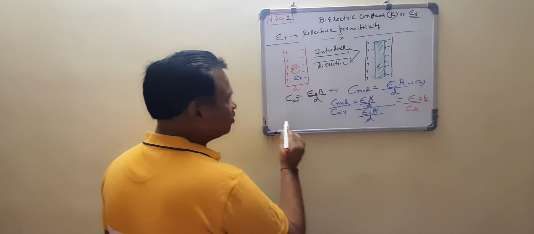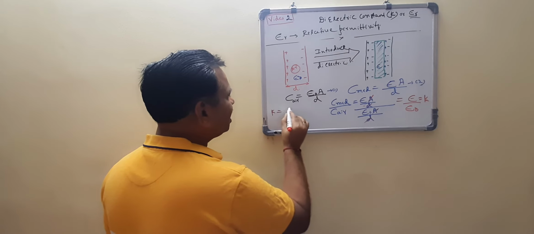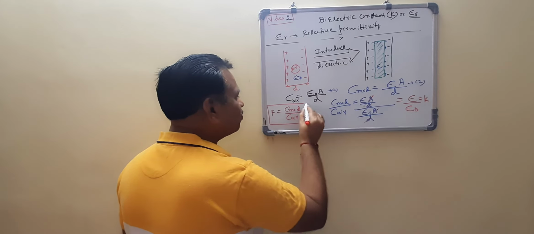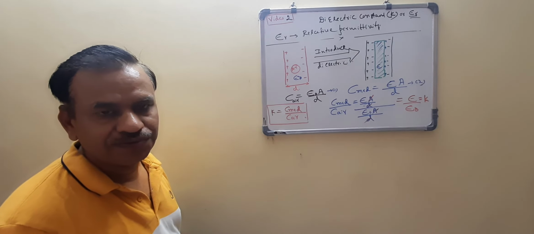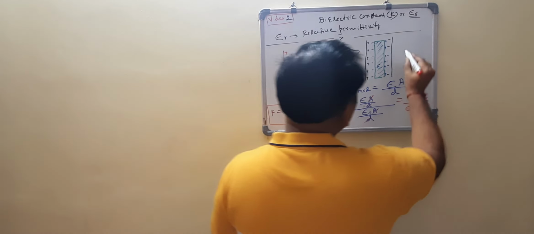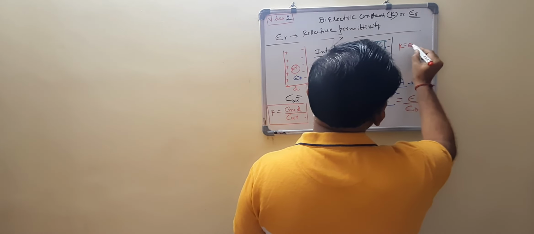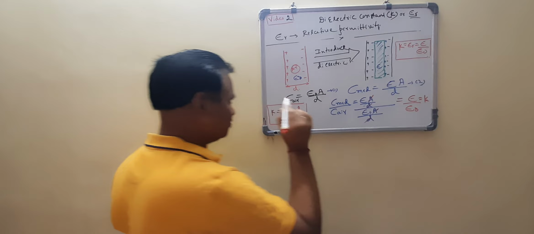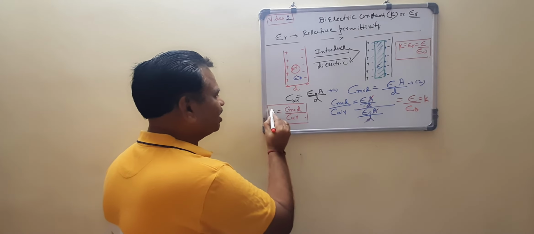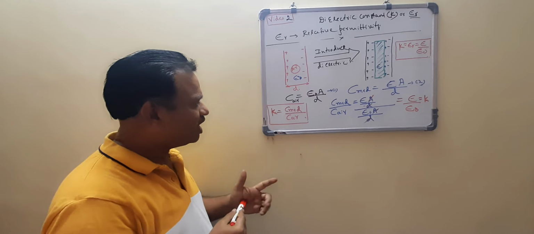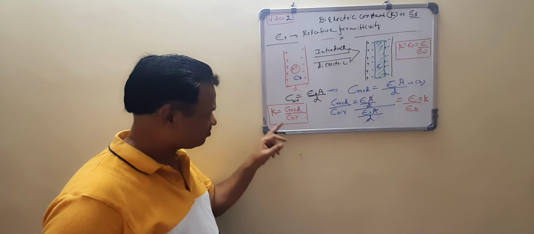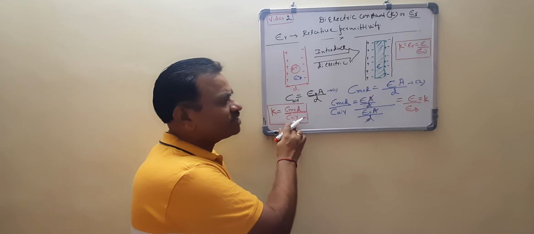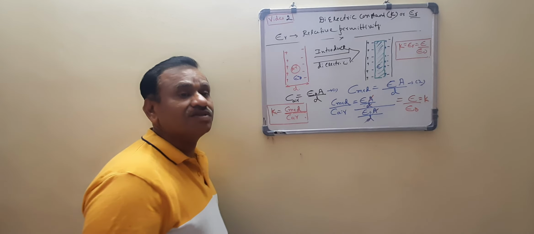That means we can define dielectric constant K equal to C of medium divided by C of air. We can define it in this fashion also. Earlier I said how to define: K equal to epsilon R equal to epsilon divided by epsilon naught. In both ways you can define the value of the dielectric constant. It is the capacitance of the capacitor filled with medium divided by the capacitance of the capacitor filled with air.